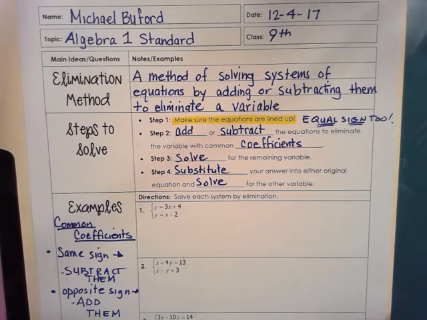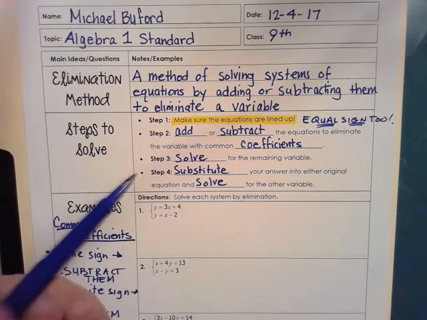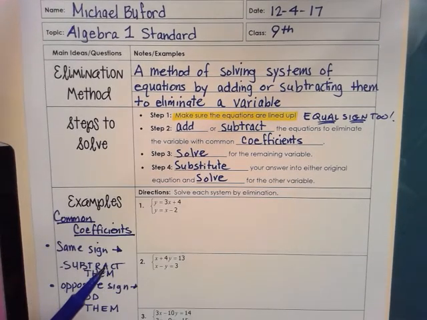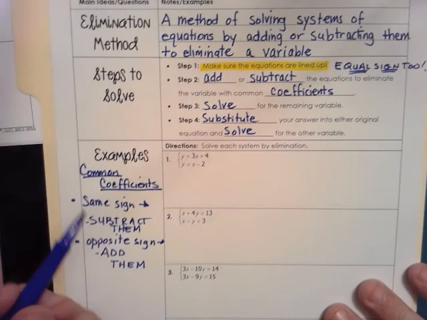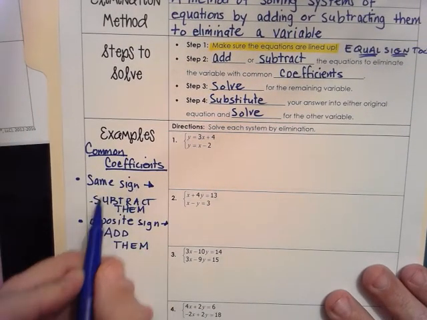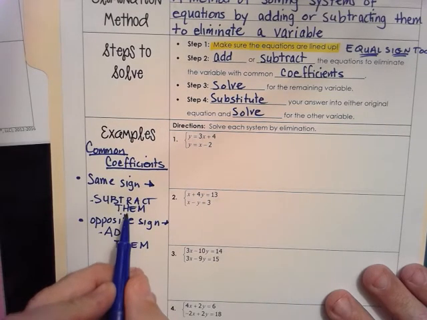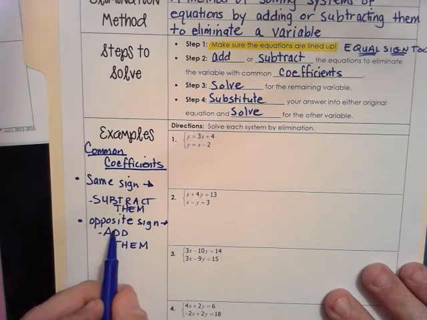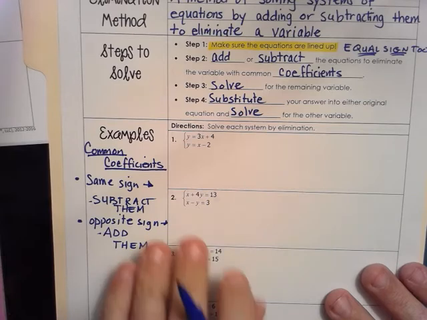Then you're going to look to see if the signs are the same or different. If they have the same number, then you look at their signs. If their sign is the same, you're going to wind up subtracting the two equations. If their signs are opposite, you're going to wind up adding the two equations. Let's go ahead and look at question number one.